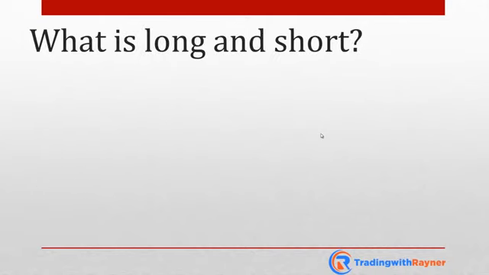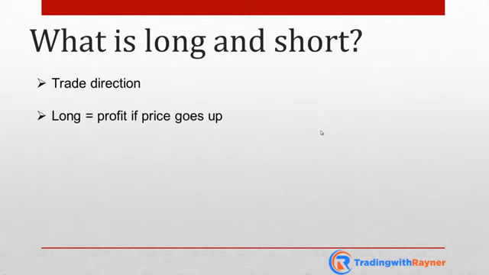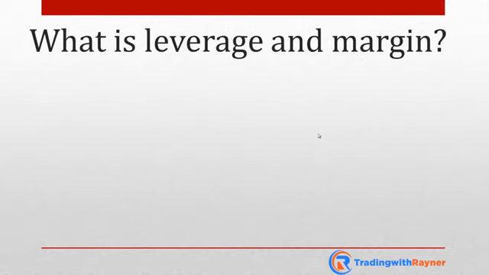So what is long and short? To put it simply, when you say that I'm long euro dollar, you're referring to the trade direction. You're bullish on euro dollar. You want euro dollar to go up because that's where you'll make a profit. So if you are long, you want the market to go up so you can make a profit. If you're short, it means that you want the market to go down so you can make a profit. This means that you have a bearish bias.